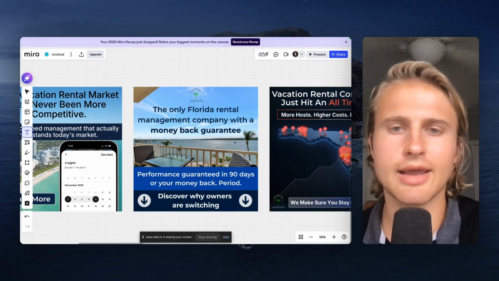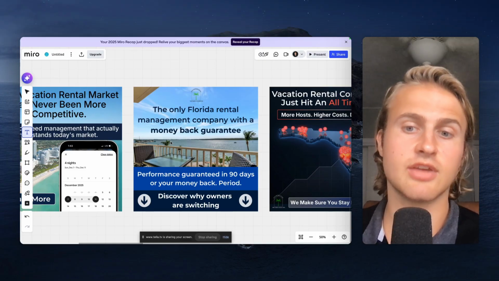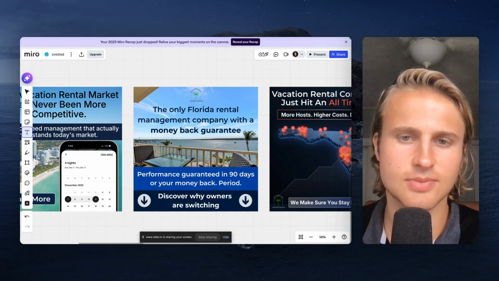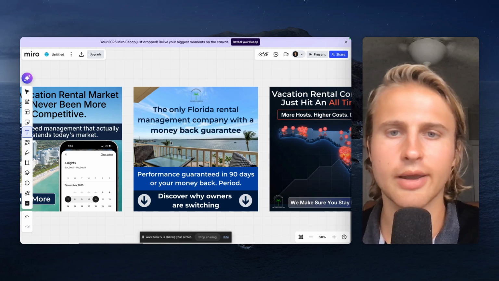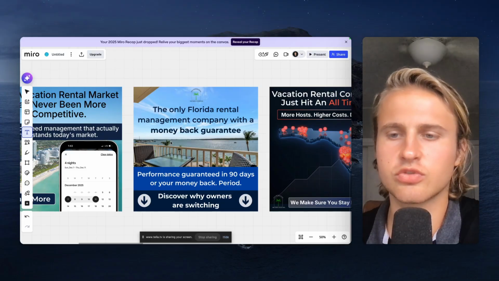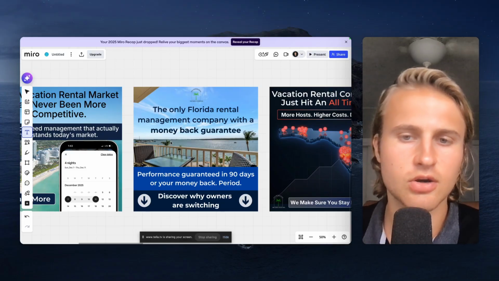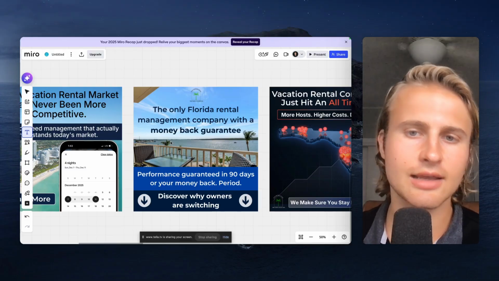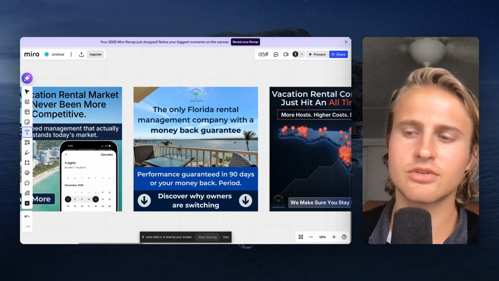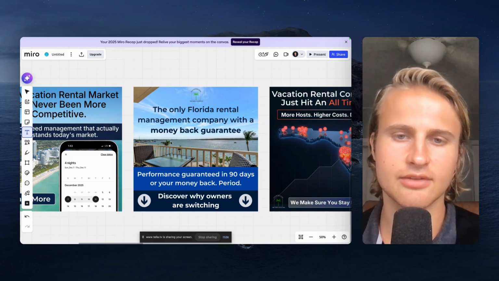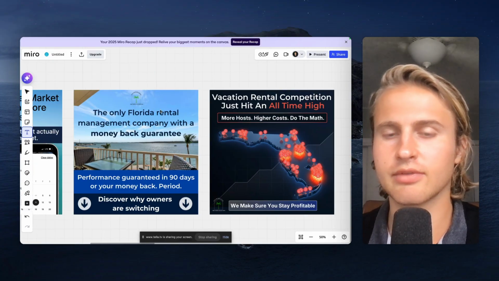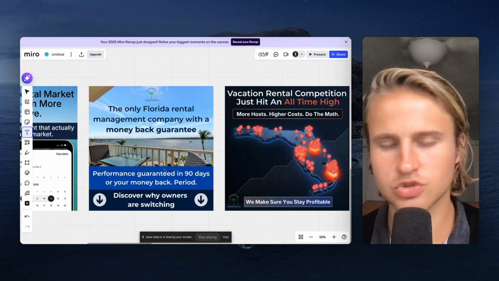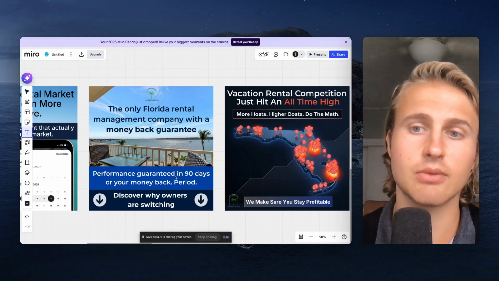Now, for this angle, we want to advertise the fact that this company actually has a money back guarantee. This is something that not a lot of these management companies have, and it's a strong selling point. A lot of people are hesitant to switch to a new management company, or even hire a new one in general, because they're afraid of getting locked into a long-term contract and losing money in the process. So we want to give them a risk reversal from the ad itself. And these two ads were among the top performers in the campaign we were running here. We just want to make it very straightforward what someone can get from the company by reading the ad.